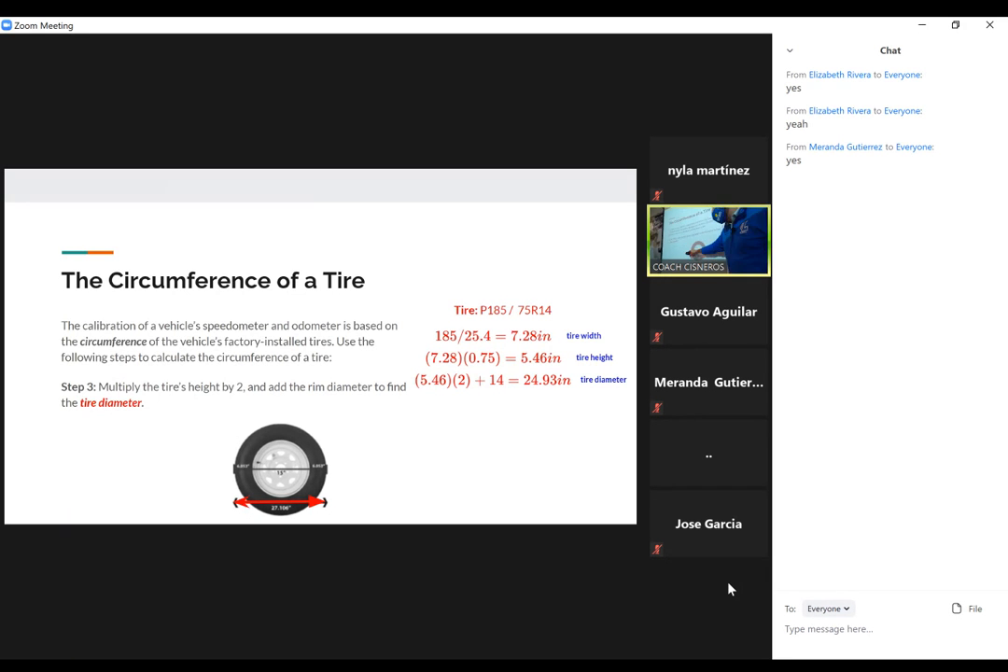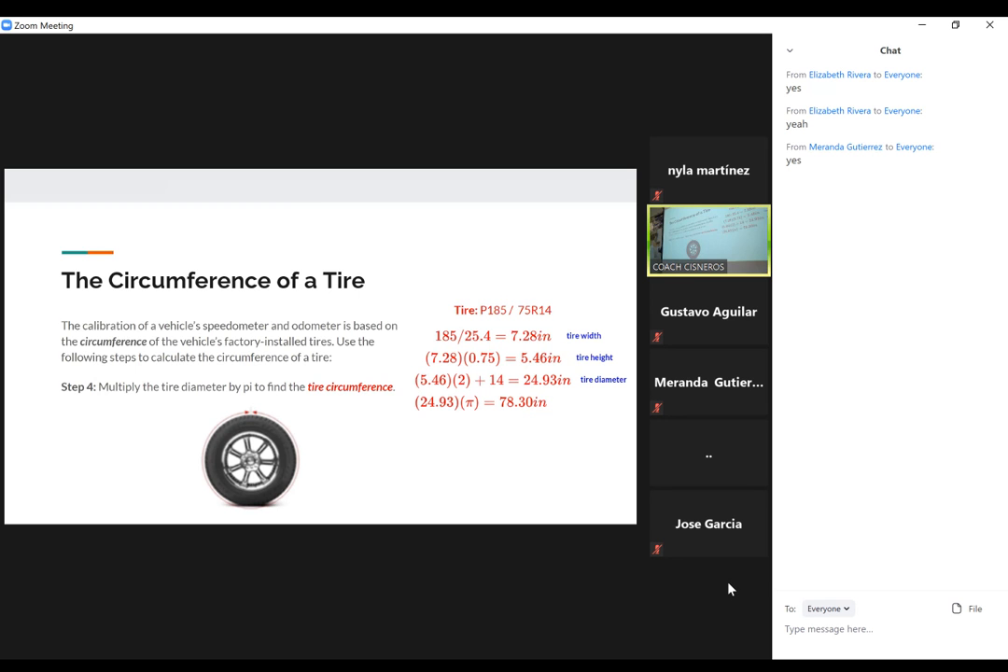If I know the diameter, who remembers from geometry how to find the circumference all the way around the tire? I just multiply it by one number. What number is that? Pi. Yeah, special number with circles, right? Circles we always do with pi. So if I want to find the circumference, which is how much ground your tire will cover every time it rotates, I take the tire diameter, which is 24.93, and I multiply it by pi. Guys, when you do this, please use the pi button on your calculator. I believe all the iPhones have a pi button, but if you don't have a pi button, you can use what instead?